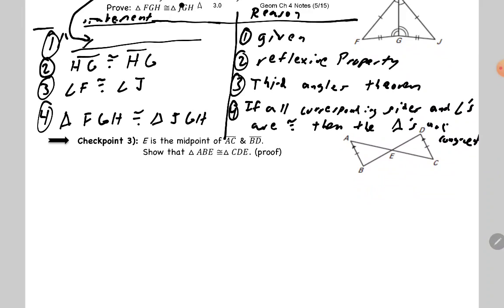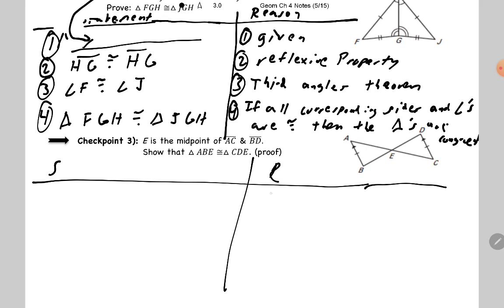Alright, E is the midpoint of AC and BD. Okay. So this one's going to be a long one. Statement, reason. Okay, E is the midpoint. Oh, this is statement 1, sorry. 1. E is the midpoint of AC and BD. Reason: given.